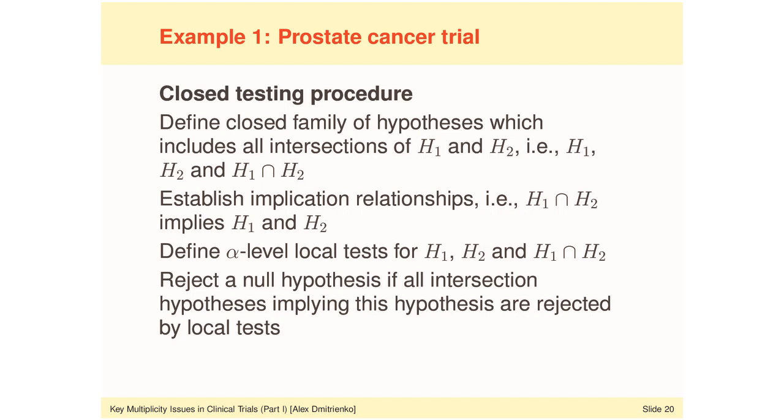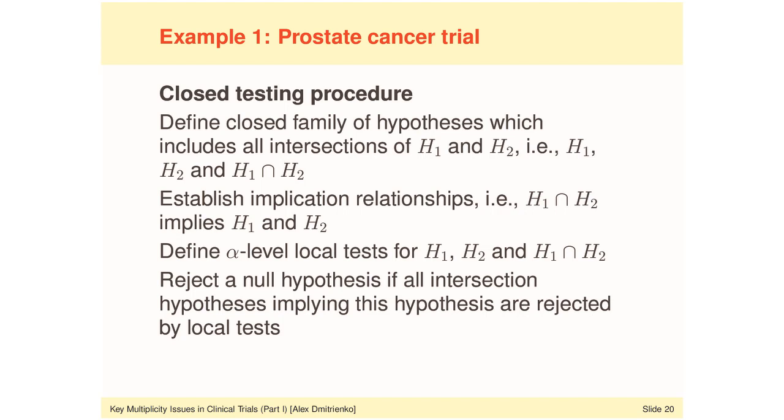Step number 3, we need to define alpha level local tests for the hypotheses included in the closed family, which once again includes H1, H2, and the intersection between H1 and H2. And I use the word local here to distinguish between the test for each intersection, which includes, for example, H1, and the actual test for the underlying null hypothesis H1 used by the closed testing procedure. These are two different things, and we'll take a closer look at this important distinction on the next slide.